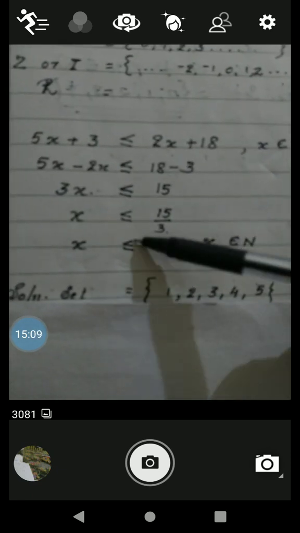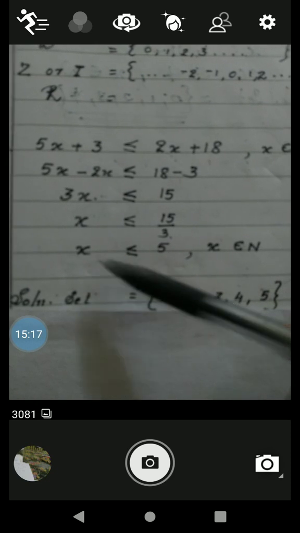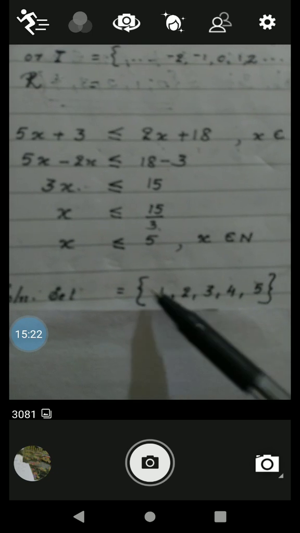What is the solution set here? You have to write the solution set in set form, either in tabular form or in set builder form. Here we can write the answer in tabular form because only 5 numbers are there. X is less than or equal to 5, so 1, 2, 3, 4 and up to 5. The values of x are 1, 2, 3, 4, 5. And write these numbers inside curly brackets. That means in set form.